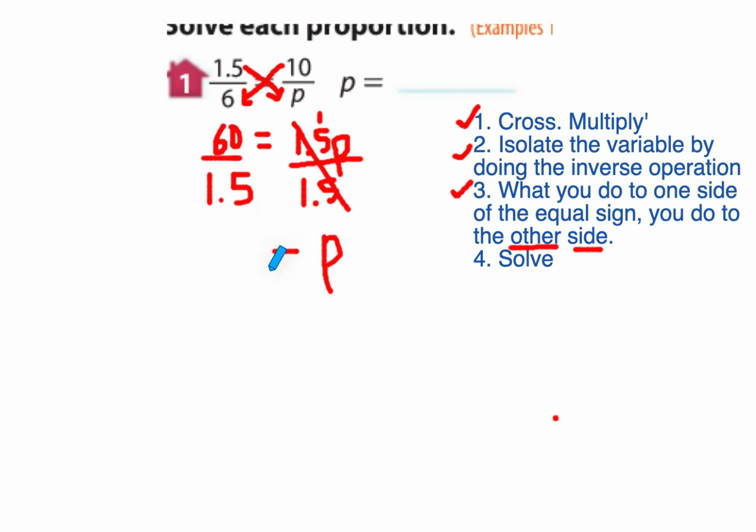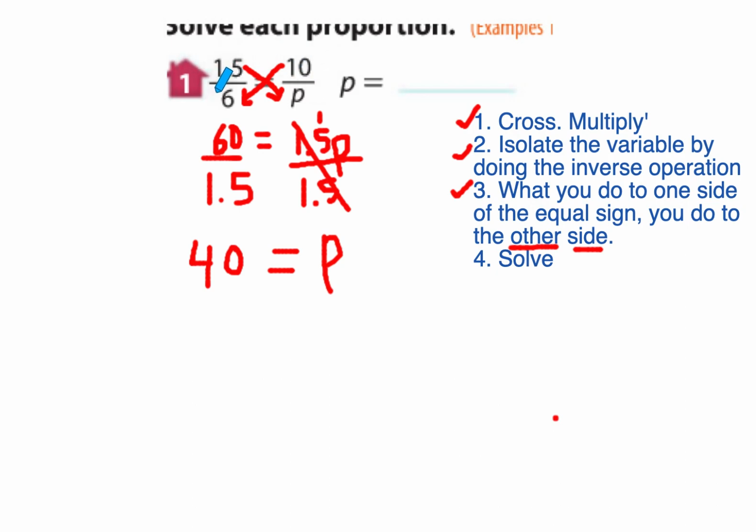So I'm at the very end here. This is an improper fraction. You take your calculator, everybody. You're going to punch in 60 divided by 1.5. Go ahead, do that. Hopefully, you all got 40. And that is what P should be.